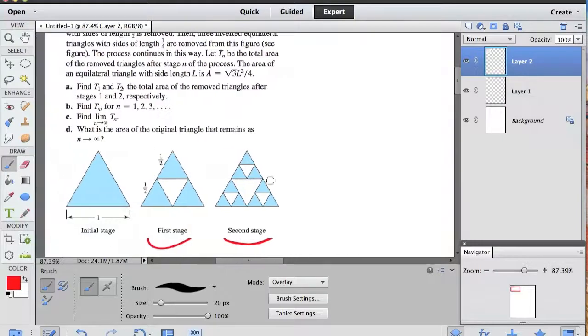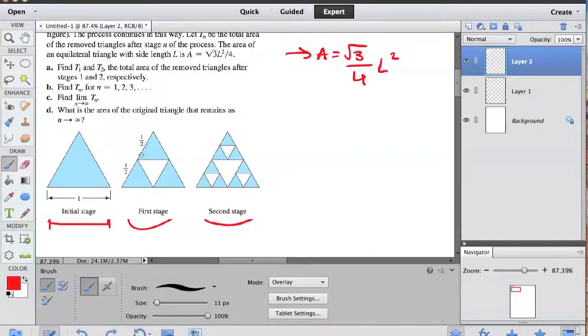And then it gives us the formula for area, where L, in this case, equals 1. In the next case, L equals a half, and then in this case, L is going to equal a quarter. So for the first stage, we've got one triangle removed, and the side length of that triangle is a half. So we're going to have one triangle times root 3 over 4 times a half squared. And that's going to give us root 3 over 16.